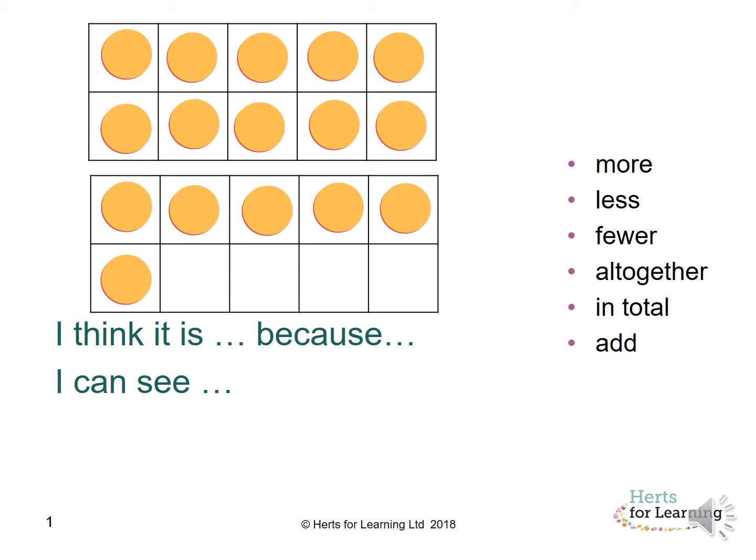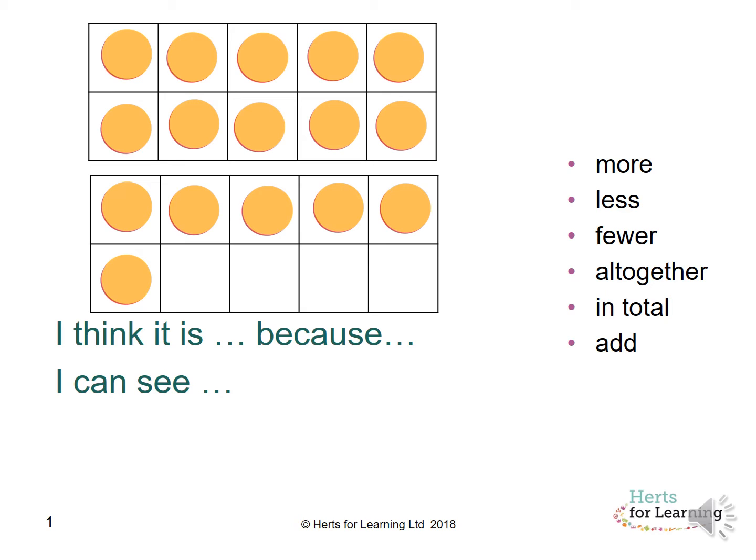How many less than 20 have I got? So I have got 4 less than 20, and we can work that out by seeing that if our tens frames were both full, then we would have 20, but because one of them is not full, it is missing 4, so we know that we've got 4 less than 20.